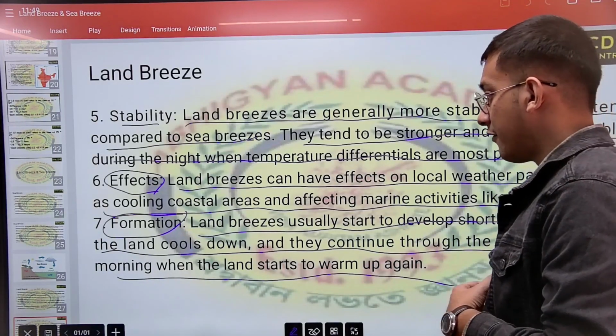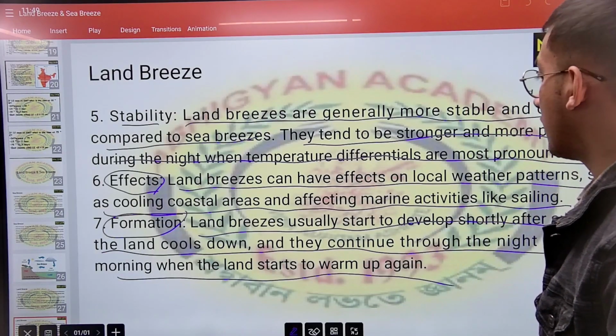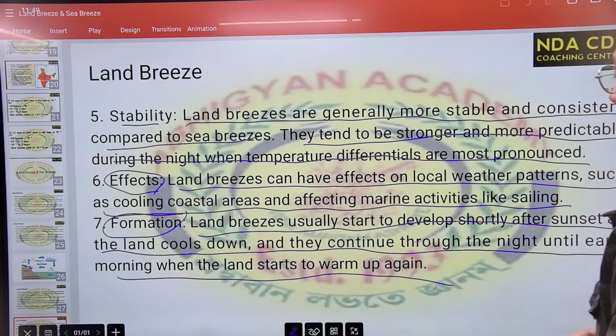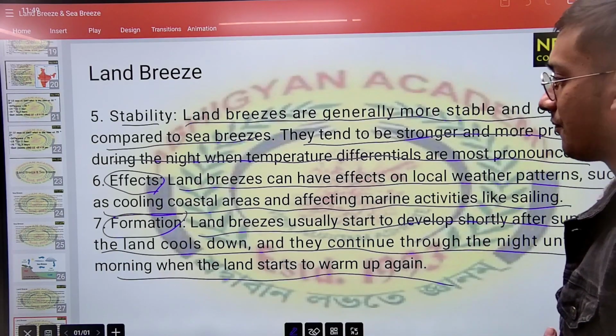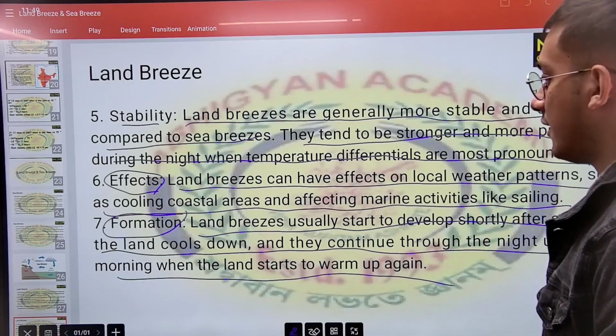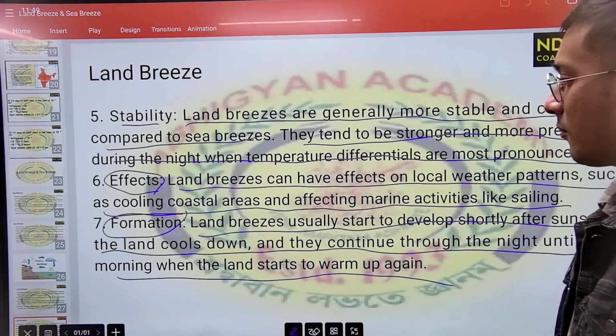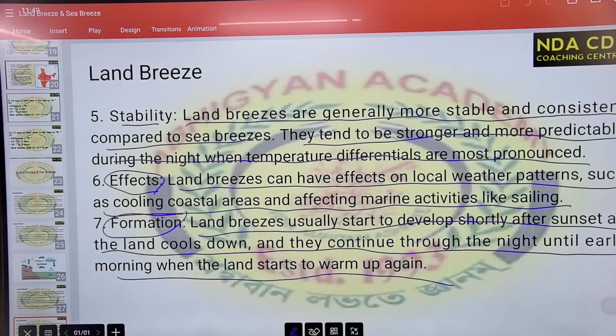Then we come on to effects. So, land breezes can have effects on local weather patterns such as cooling coastal areas and affecting marine activity like sailing. Formation. Land breezes usually start to develop shortly after sunset as the land cools down, and they continue through the night until early morning when the land starts to warm up again.